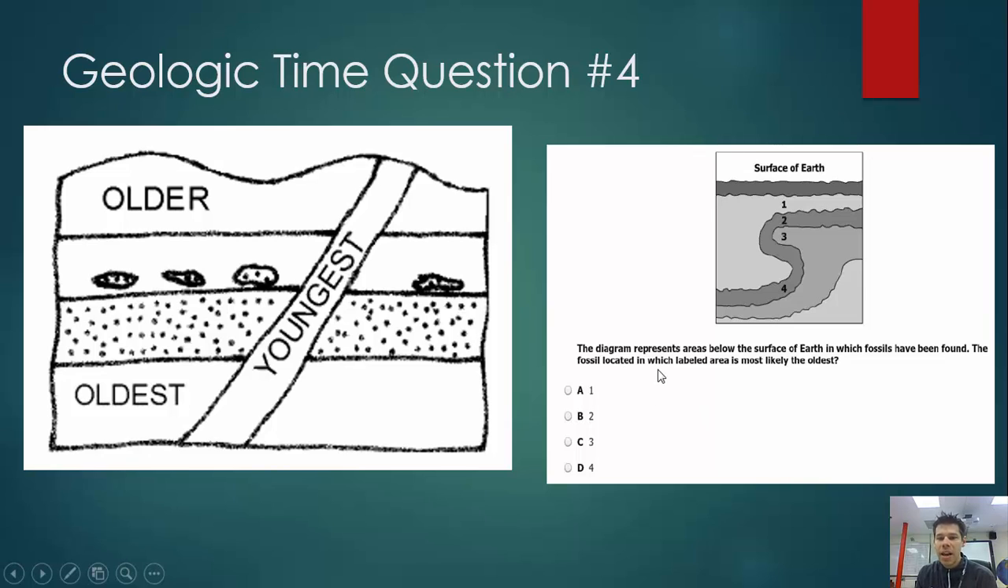So the fossil located in which labeled area is most likely the oldest? Number 3 is the oldest because it is underneath 1, 2, and it's underneath number 4. So C, number 3.